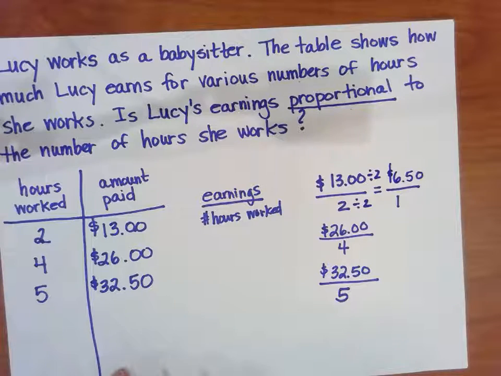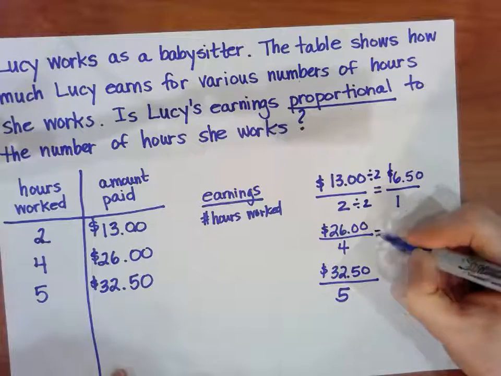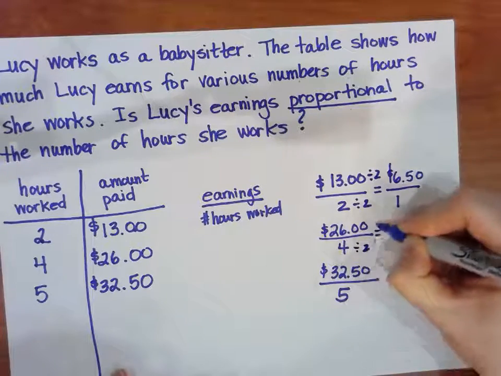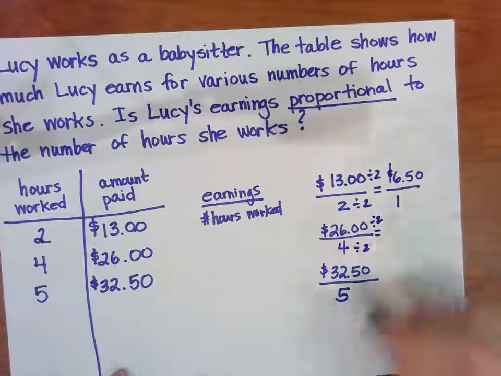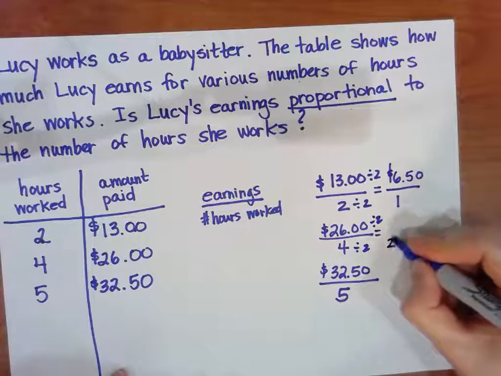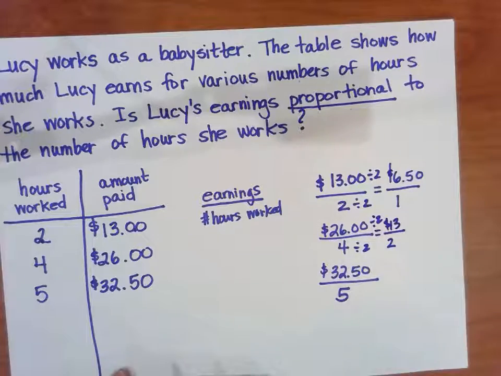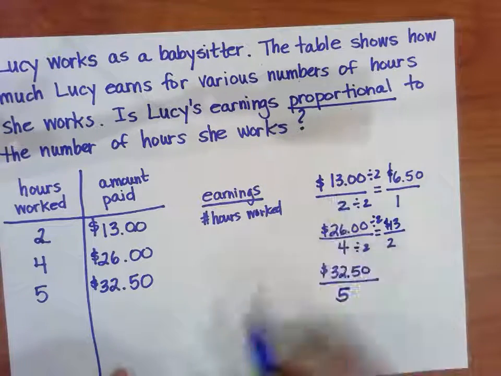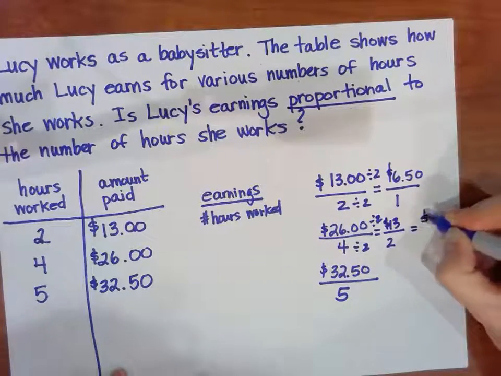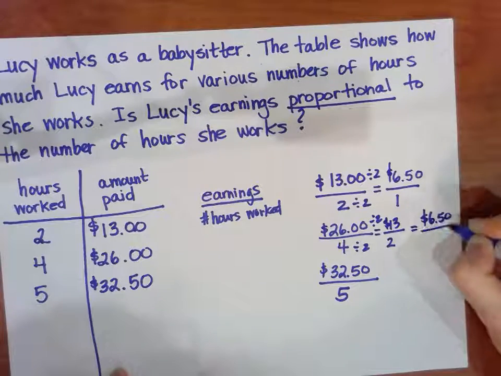Okay. So here on this one, let's go ahead and just divide this one by 2 and divide this one by 2. So half of 4 is 2 and half of 26 is 13. And so hopefully you can see that is the same as this one. So if we reduce that, that would be a 650 to 1 ratio.